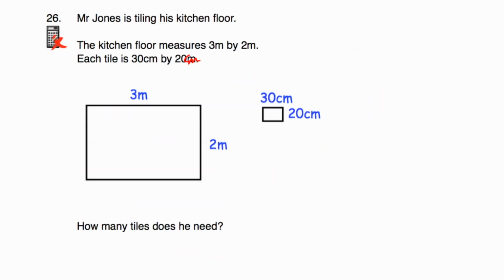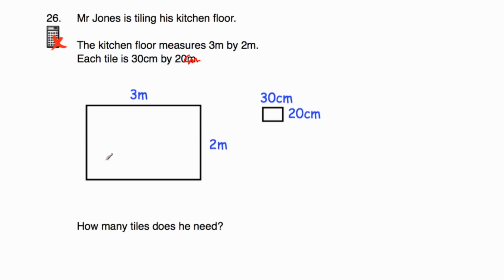Okay, let's have a look at question number 26, and it's a non-calculator question, so I'm just going to put my calculator down. Mr. Jones is tiling his kitchen floor. So we've got this kitchen floor, it's a rectangle, and it measures 3 meters long by 2 meters wide. And he's using these tiles, and each of the tiles is 30 centimeters by 20 centimeters. And the question says, how many tiles does he need?